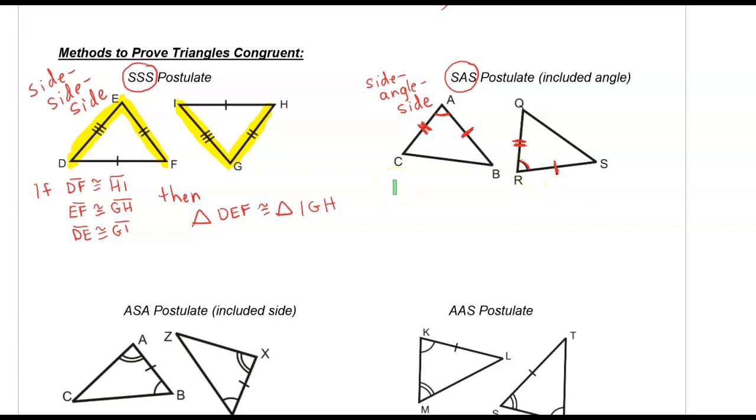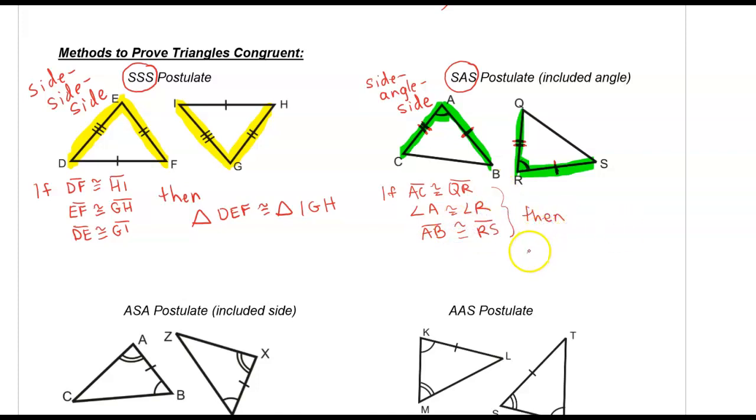As long as I have these three things in the order of side, angle, side, I can say the triangles are congruent. So the first triangle goes side, angle, side. The second triangle goes side, angle, side. If we get these three pieces of information, we get side AC congruent to QR. Then angle A is congruent to angle R. And finally, side AB is congruent to side RS. Once you have those three, then you can say the triangles are congruent. I'll use the name for the first triangle as CAB. The second triangle has to correspond.